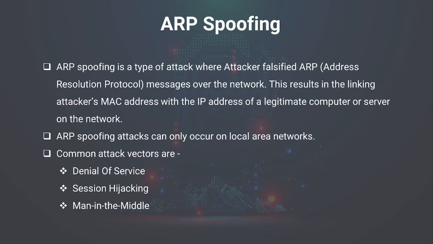Over a local area network connection, whenever we try to connect between computers, the host is initially going to check the local ARP table. If the ARP table has an entry, then it is going to send the data to that specific IP address and machine.